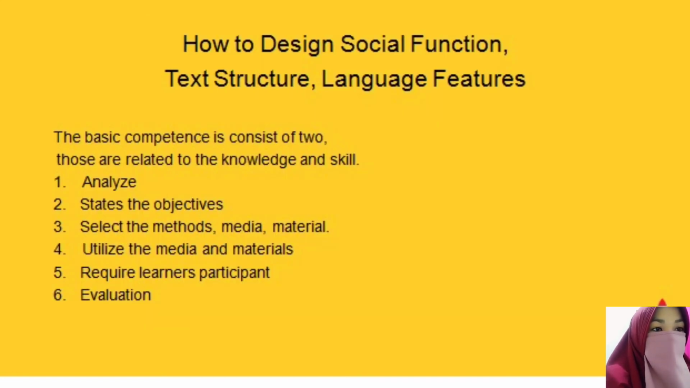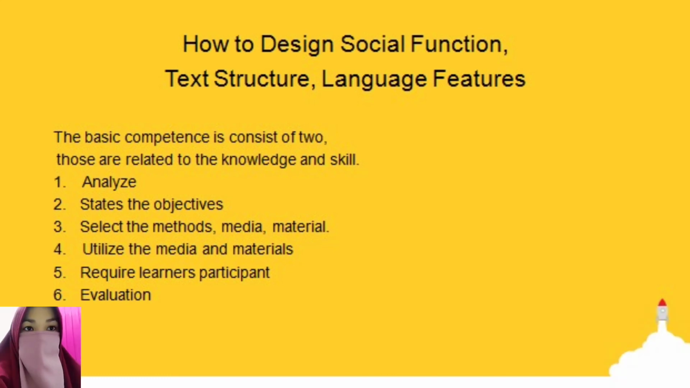Okay, we're going to part 4. In part 4, there is how to design social function, text structure, and language features. The basic competence consists of 2, those related to knowledge and skills. And the teacher also needs a strategy which could help the students overcome difficulties in understanding sentence structure, the use of grammar, and the lack of vocabulary.